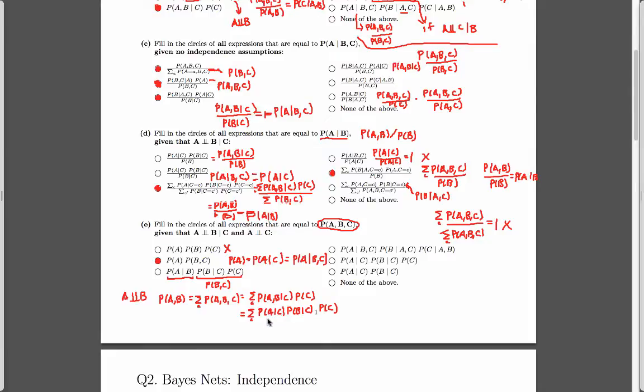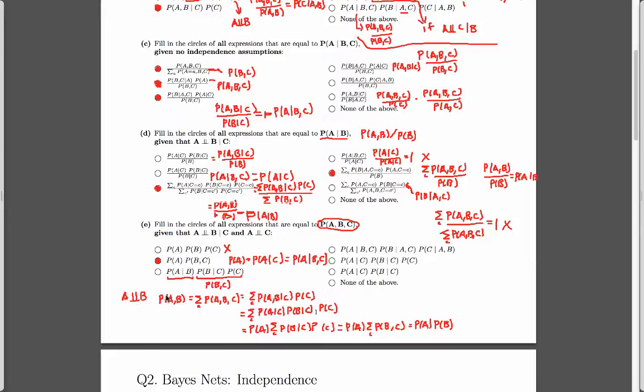Now from here, note that A is independent of C, so this first term is just equal to the probability of A. So we can move that out of the sum, and we can set this equal to the probability of A times the sum over C of the probability of B given C times the probability of C. Now we can combine these two terms, and what we'll get is the probability of A times the sum over C of the probability of B and C. Summing over C, this is equal to the probability of A times the probability of B. So we've just shown that the probability of A and B is equal to the probability of A times the probability of B. And therefore, A is independent of B.